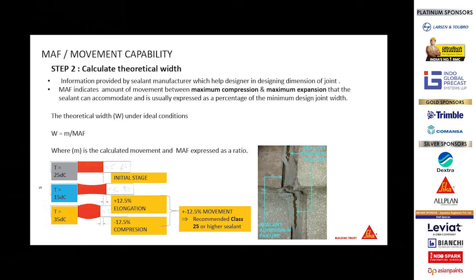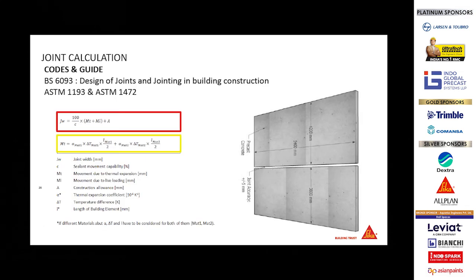So what is the implication? In case the designer or consultant has designed the joint considering a sealant MAF of plus minus 25, and at the site you have a sealant having MAF of plus minus 12.5, you have a cohesive and adhesive failure. So from the actual movement, how does one calculate the theoretical width? First of all, calculate the movement due to thermal expansion across the two panels.